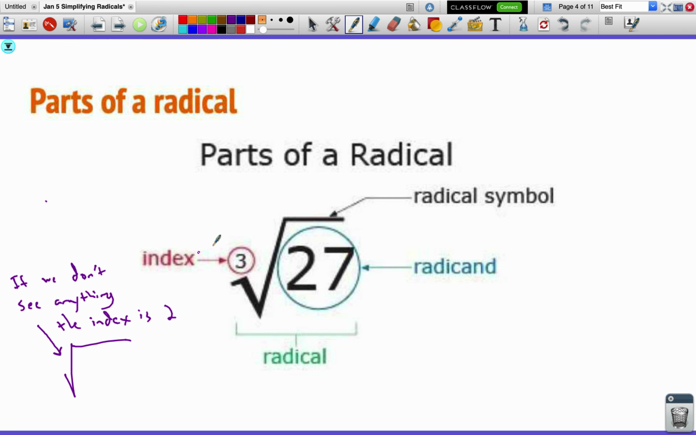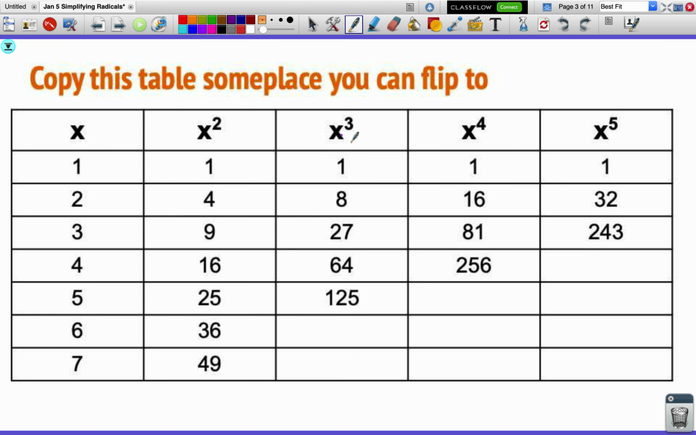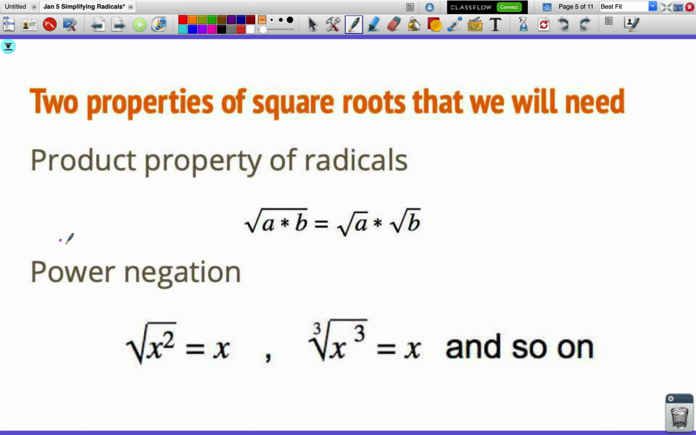Just for fun, what is the cubed root of 27? Well, you could even go back to this table here. 27 is 3 cubed, so the cubed root of 27 is 3.